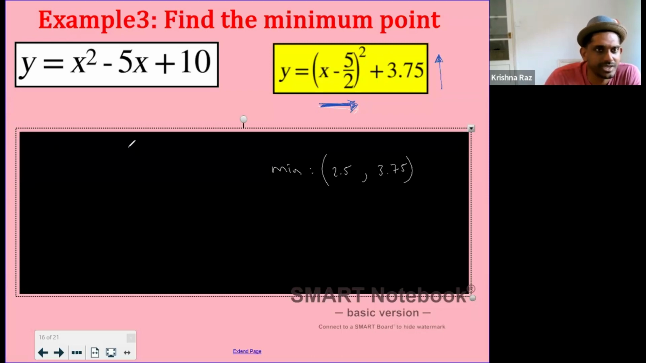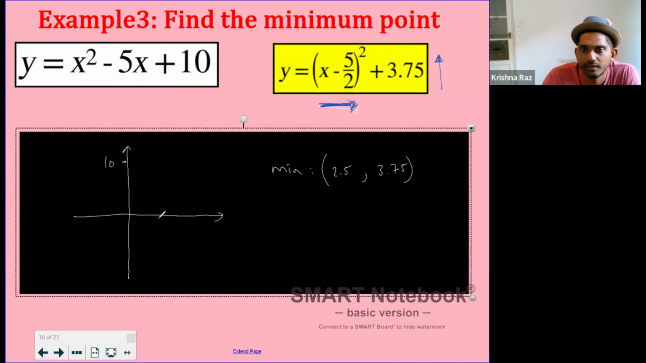So now when we do the sketch, again, we can see that the y-intercept in this question is also 10, since when x is 0, y will be 10. And the minimum point will be at (2.5, 3.75). I'll draw that curve, and then you just put your labels in. So x is 2.5, and y will be 3.75.